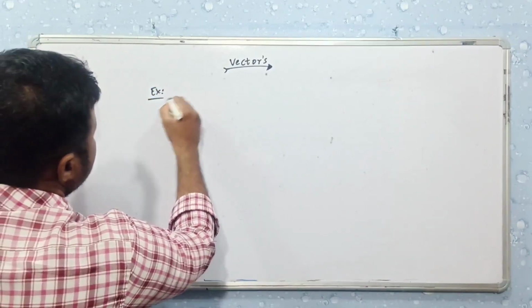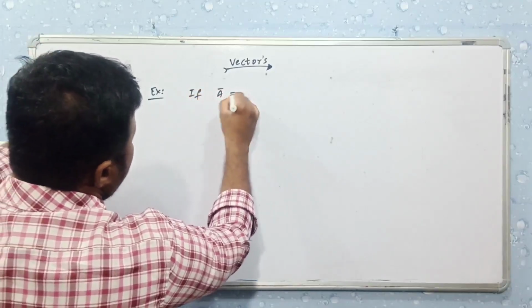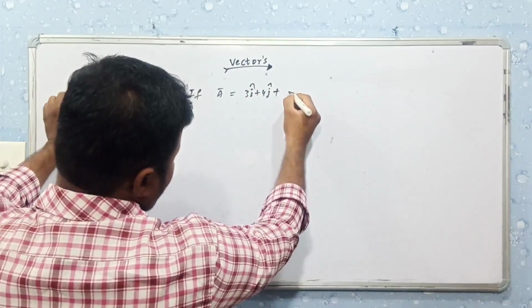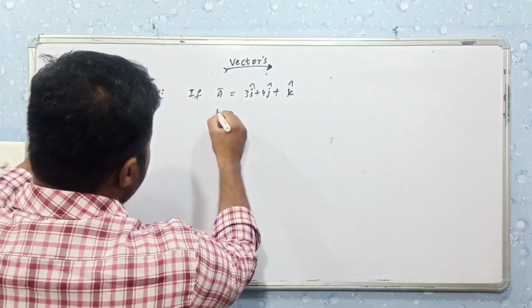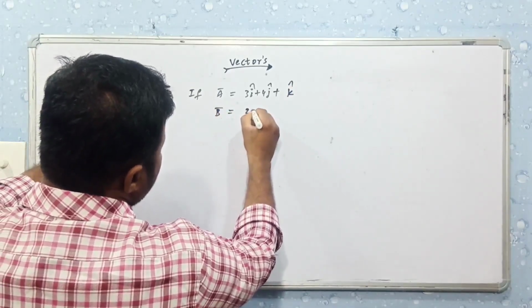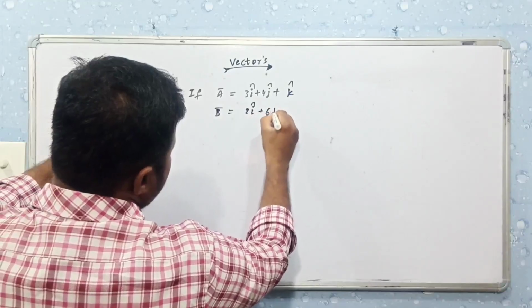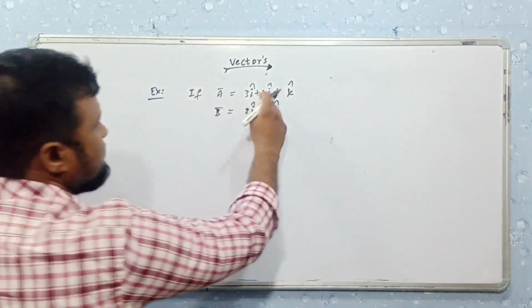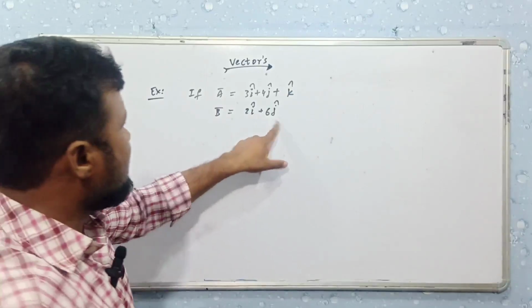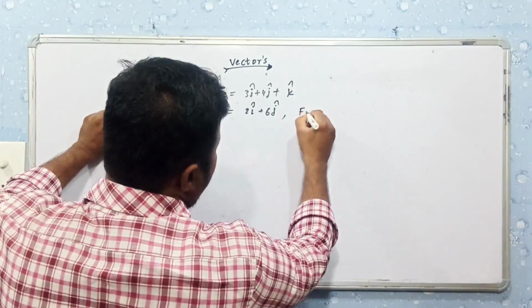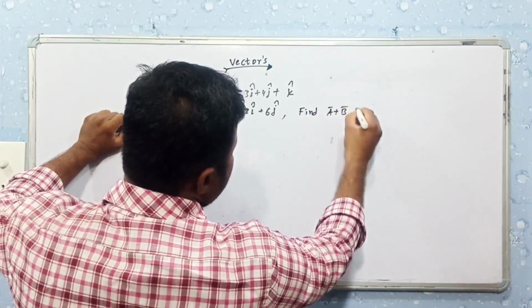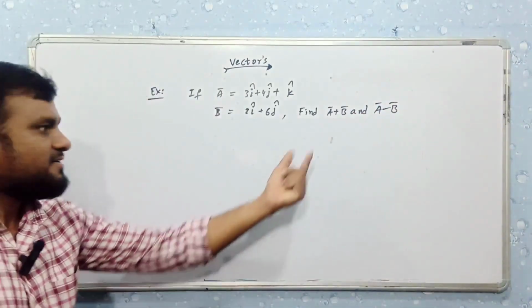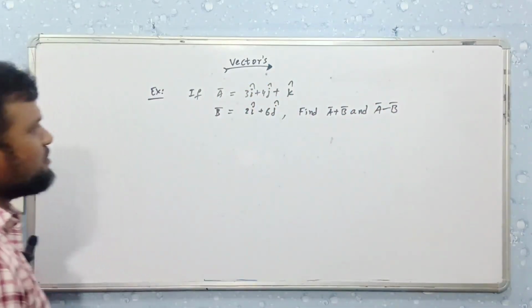Example, given A bar is equal to 3 i cap plus 4 j cap plus k cap, B bar is equal to 2 i cap plus 6 j cap. Find A bar plus B bar and A bar minus B bar. We have to find the addition of these two vectors and the subtraction of these two vectors.